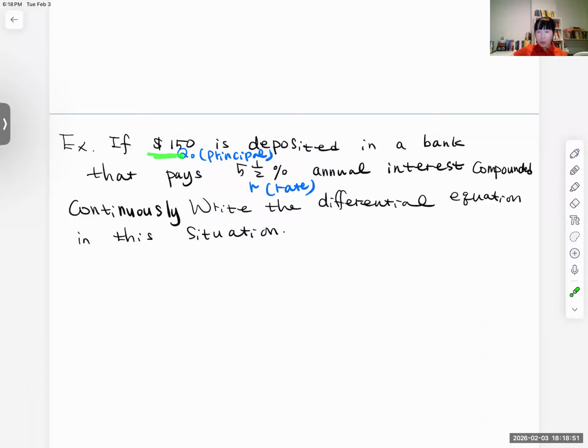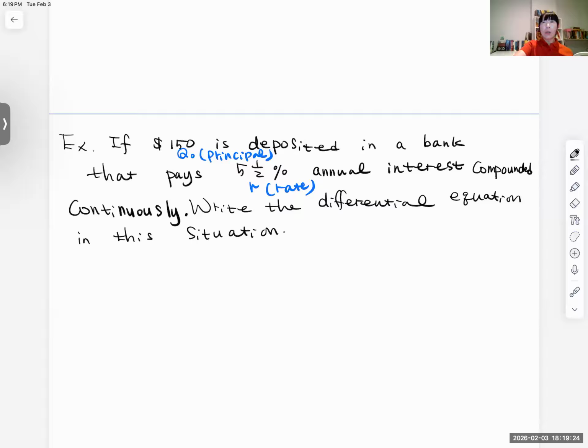So if 150 is deposited, that means that is the principal or initial amount, right? In a bank that pays 5.5% annual interest compounded continuously, write the differential equation in this situation. So we don't have to solve, we are just writing the differential equation, okay?